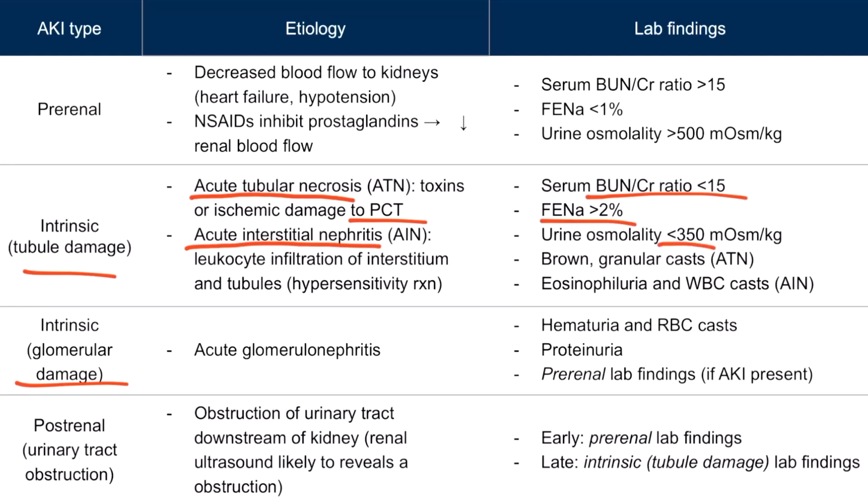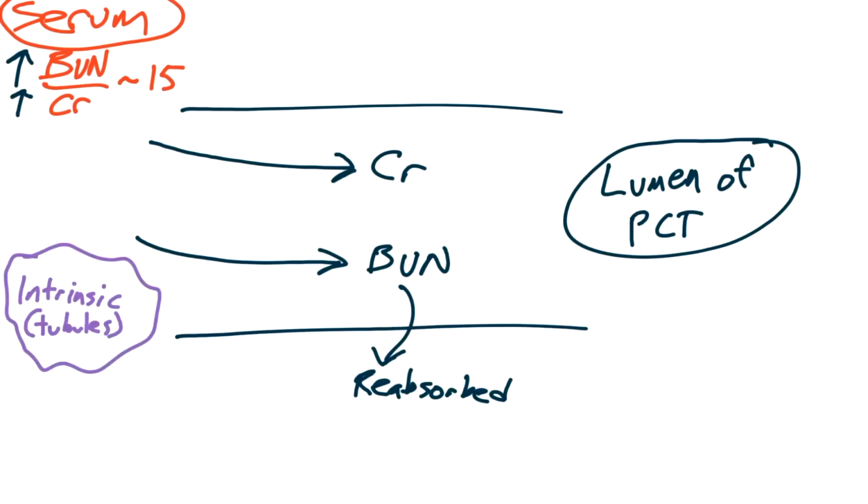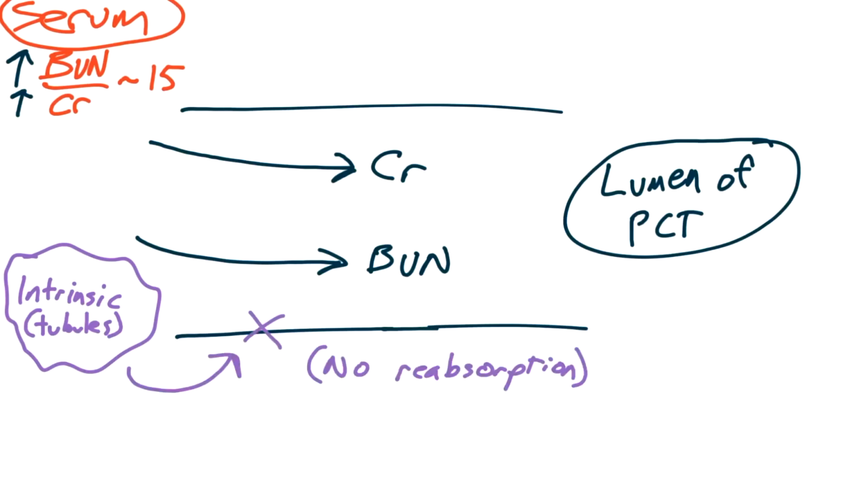Let's make it super clear why this occurs. Just like before, acute kidney injury causes the serum BUN and creatinine to both increase. However, intrinsic acute kidney injury, more specifically tubular intrinsic injury, means the tubules are damaged, so they can't reabsorb. So I'll erase this reabsorption line from BUN. And if some BUN is normally reabsorbed, but now it's not, then serum BUN will rise, but not as much as it would if the tubules were working. So this makes the serum BUN to creatinine ratio less than 15, so less than normal.